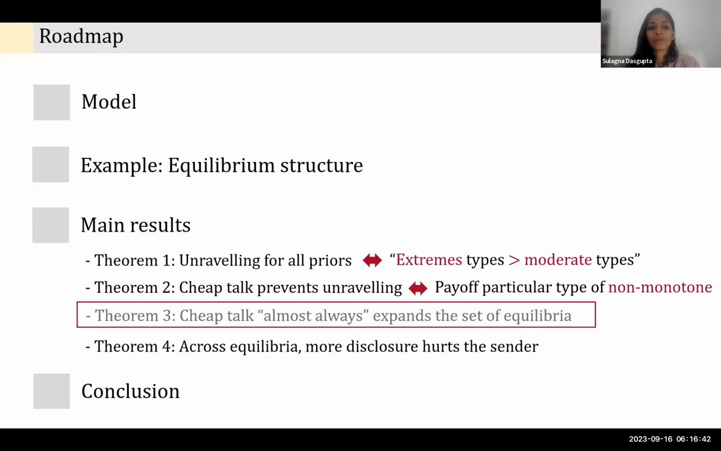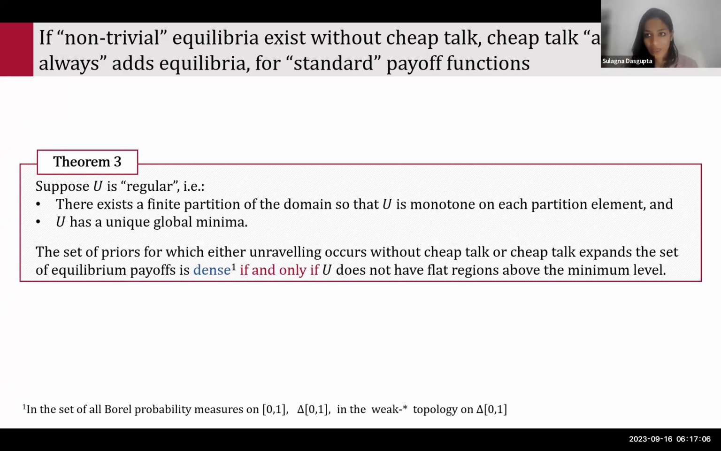Our next result asks: preventing unraveling is one way in which cheap talk can make a difference, but when does cheap talk make a difference more generally? We show that cheap talk almost always expands the set of equilibria, in a sense which I make precise in the next slide. I will not have time to discuss this result in more detail, so let me just state it.